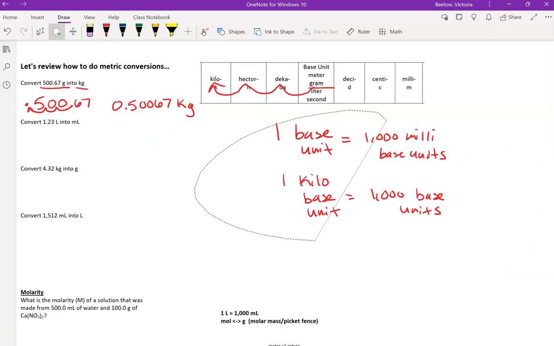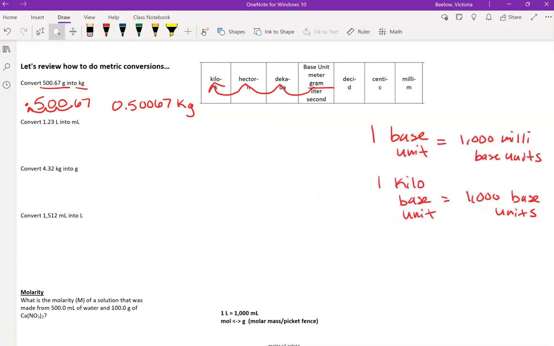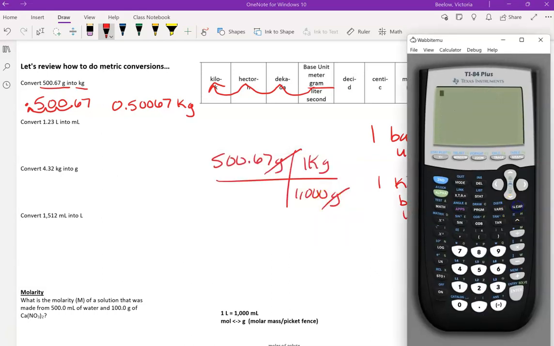You could also, using these conversions here, if you're choosing to do a picket fence, well, there's 1,000 grams in 1 kilogram. So you can also do, mathematically speaking, 500.67 divided by 1,000, and you still get the same answer.